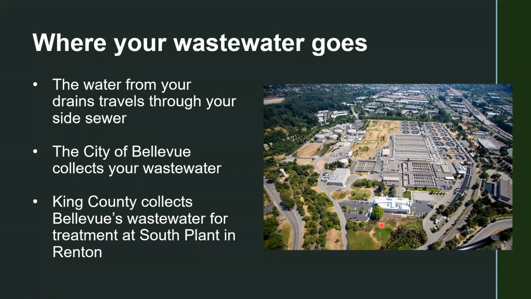Bellevue's sewer system is kind of like a system of city streets, and King County's system is like the highway where all of the streets lead to. And these highway pipes take the wastewater to the treatment plants and around the region.